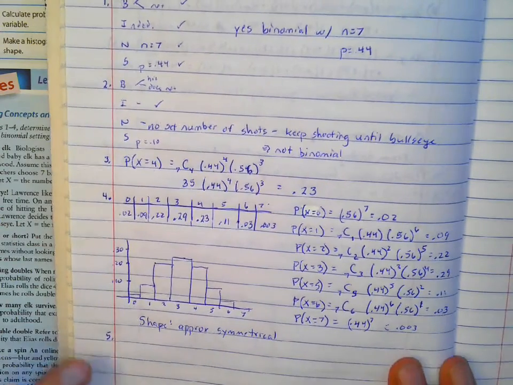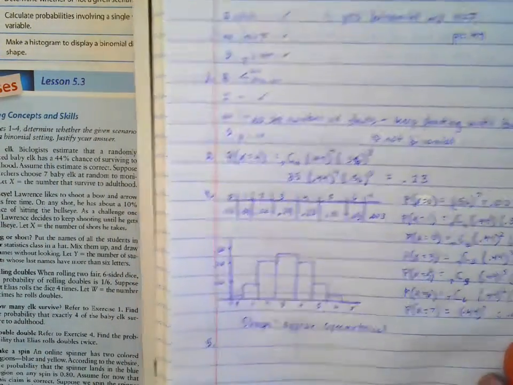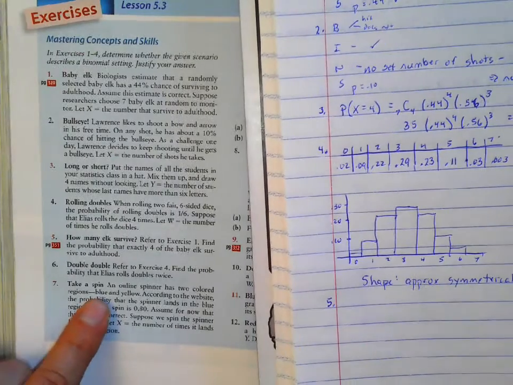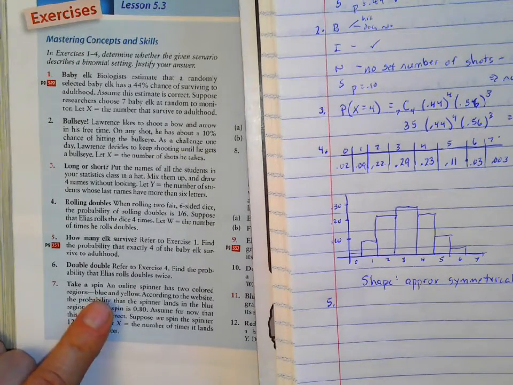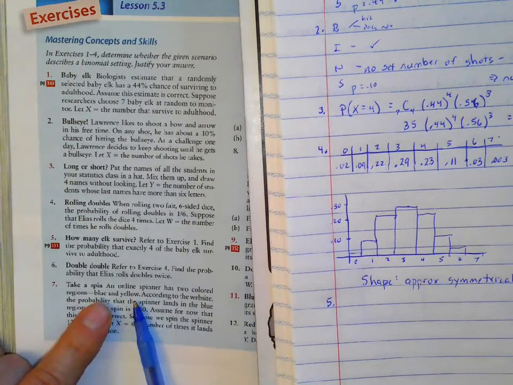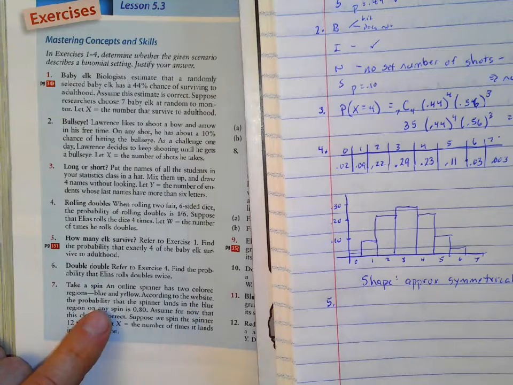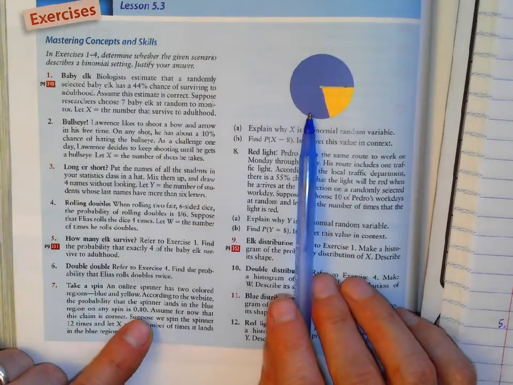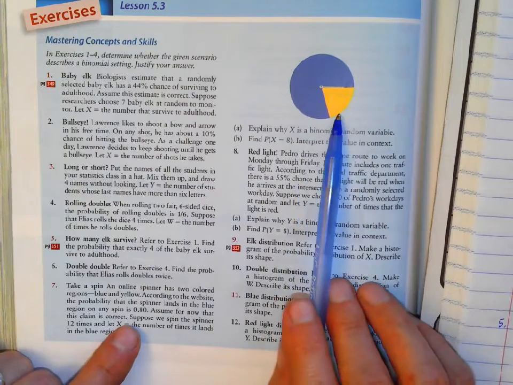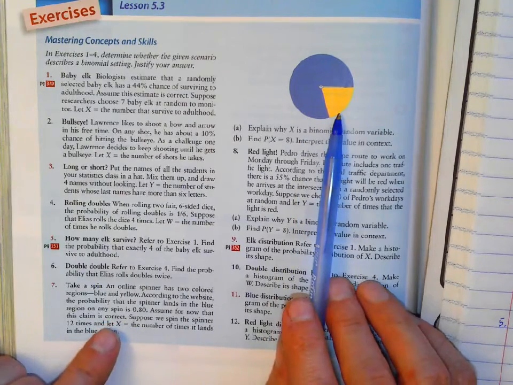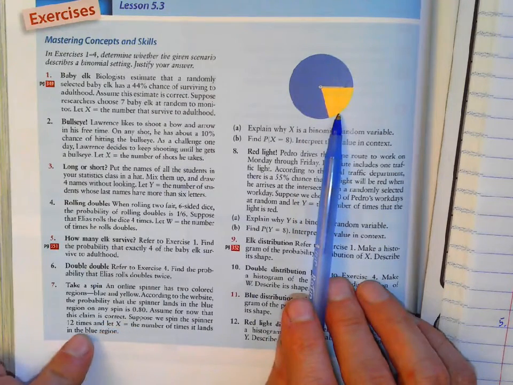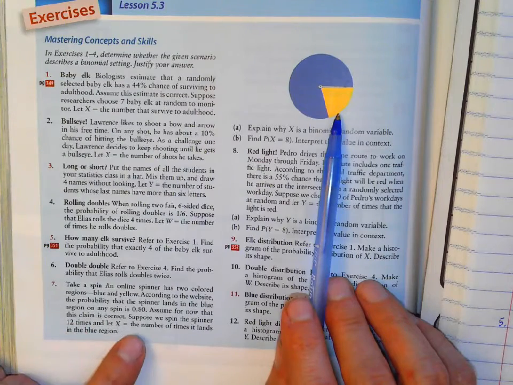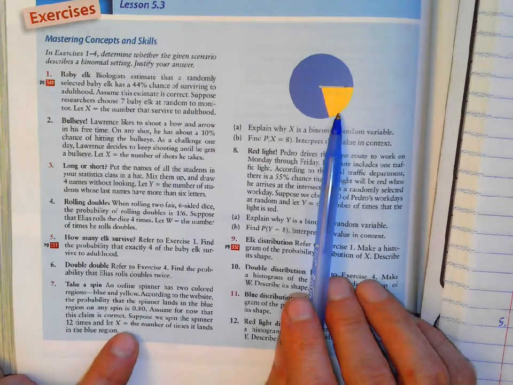The 5th question for homework. An online spinner has 2 colored regions, a blue and a yellow. According to the website, the probability the spinner lands in the blue is 80%. You can see that in the picture there. So that means 20% over here. Assume for now that this claim is correct. Suppose we spin the spinner 12 times. Okay, so there's our n, right, our set number of trials. And we have our probability, so it's binomial.